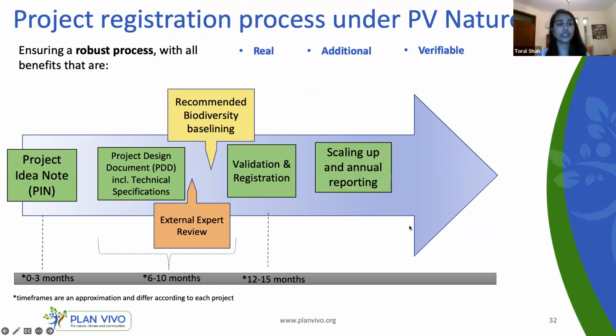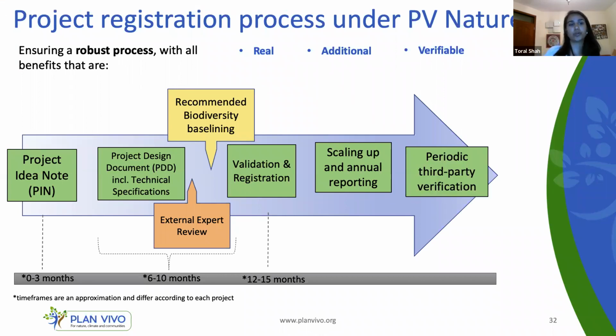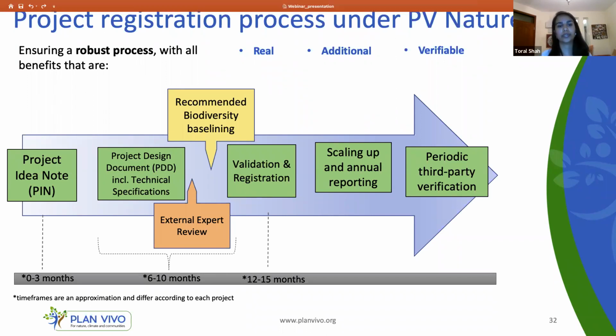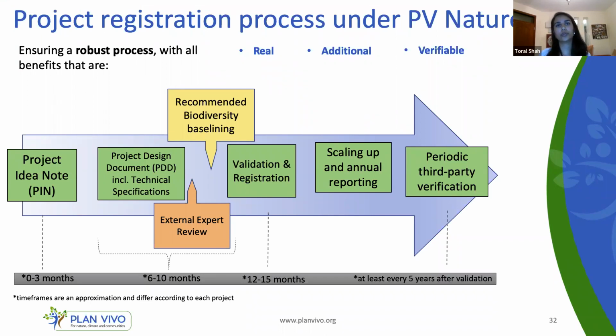After validation, there is an opportunity to scale up, and also the annual reporting takes place. After 5 years, after the first validation, the project will undergo another third-party verification, which often will follow with the issuance of the Plan Vivo biodiversity certificates.